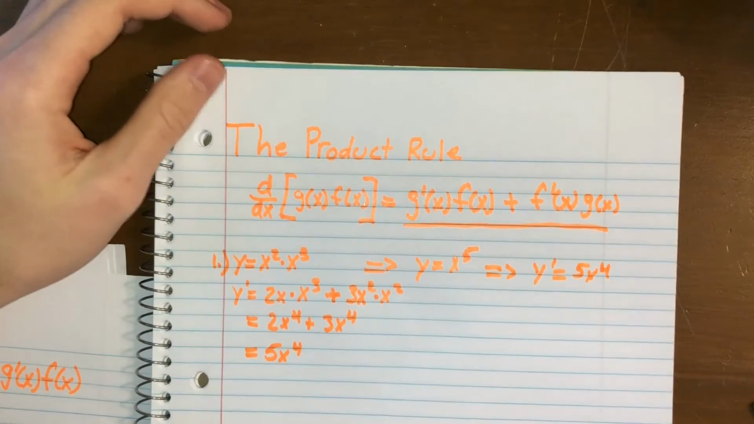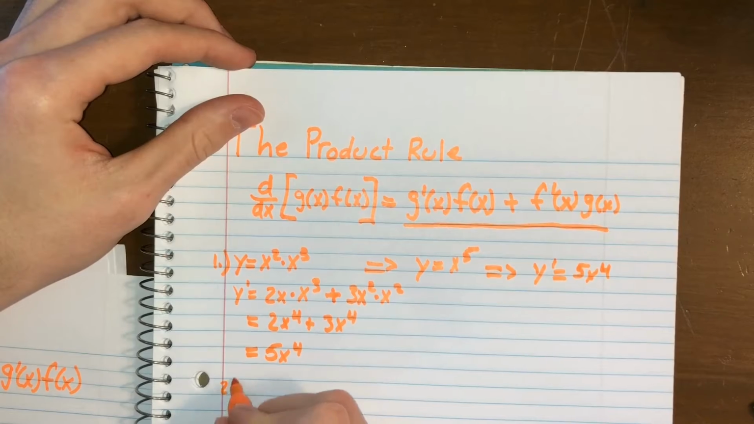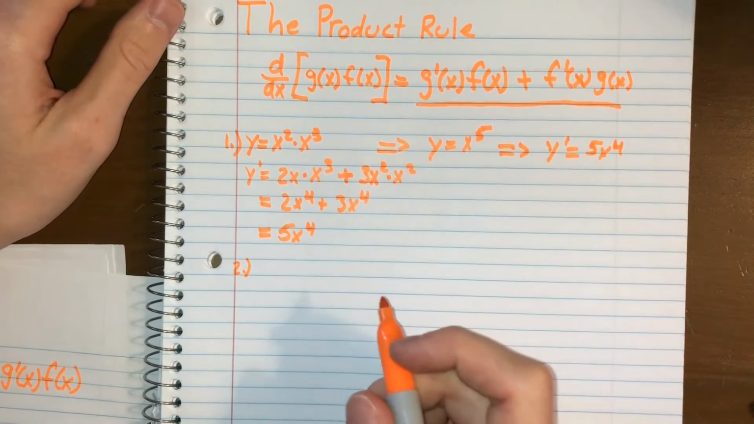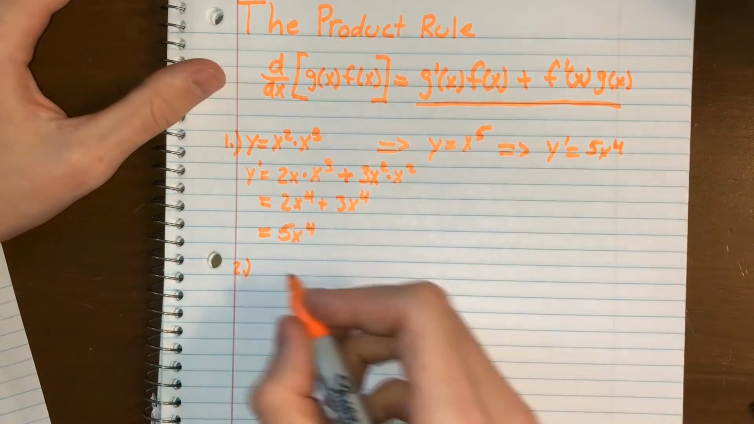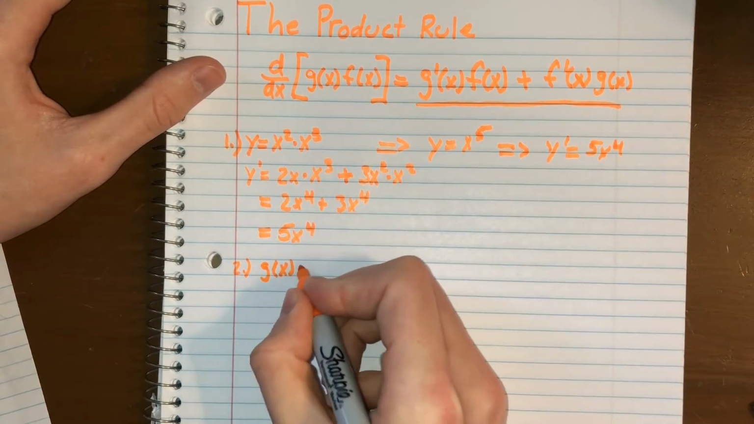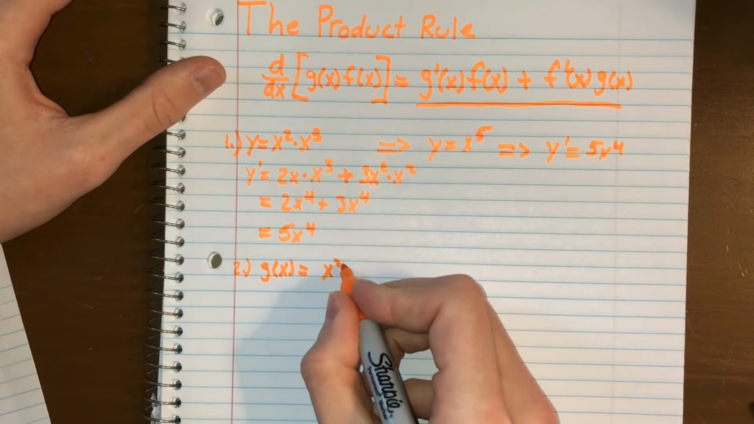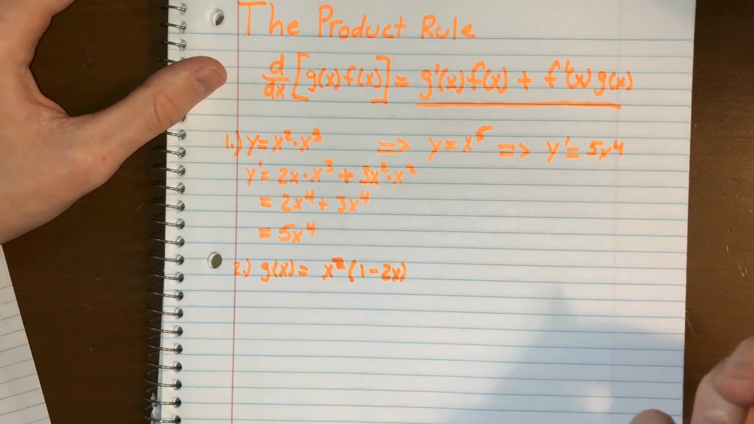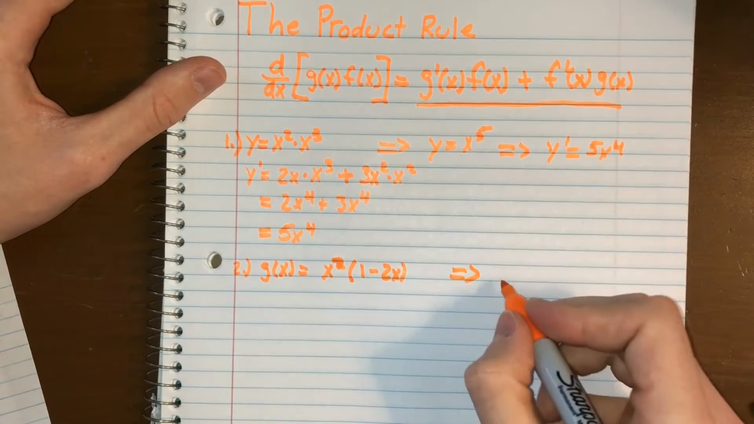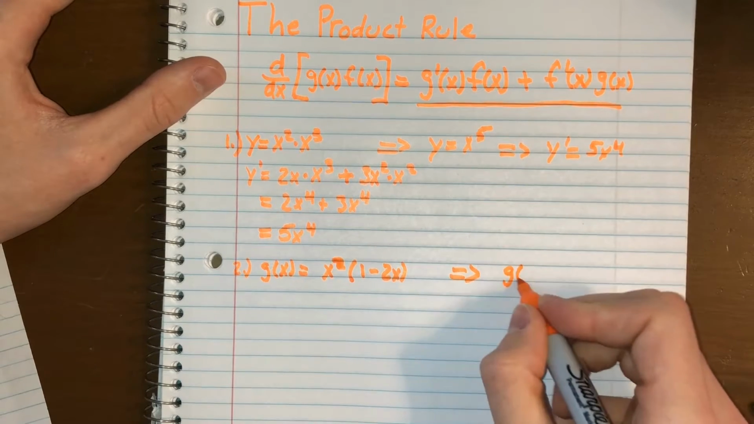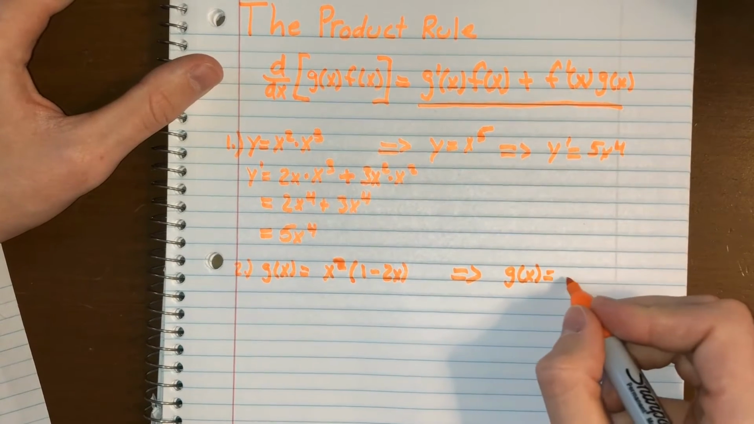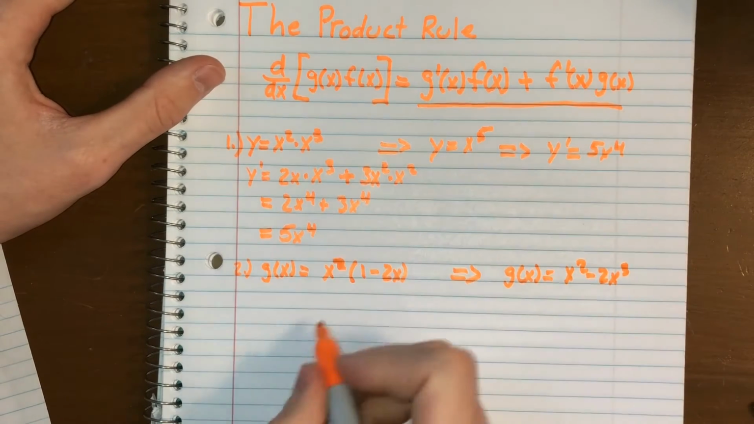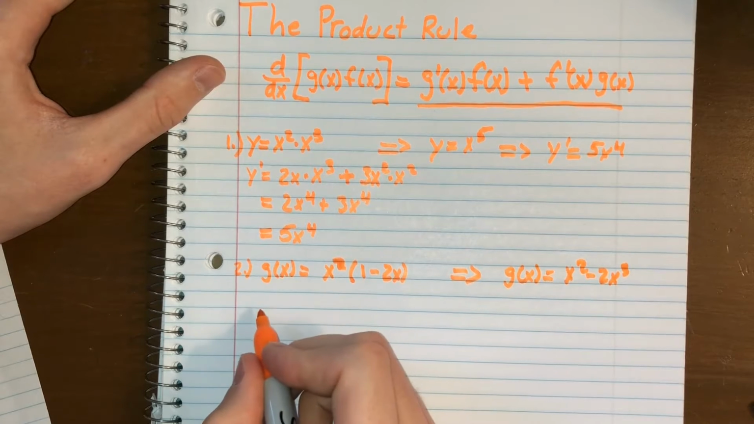Let's make it a little more challenging now. We'll go into example 2 here with g of x equal to x squared times 1 minus 2x. Now, as with the first one, we could simplify this down to g of x equals x squared minus 2x cubed. But just again, for simplicity's sake, I'll just show you how this works.